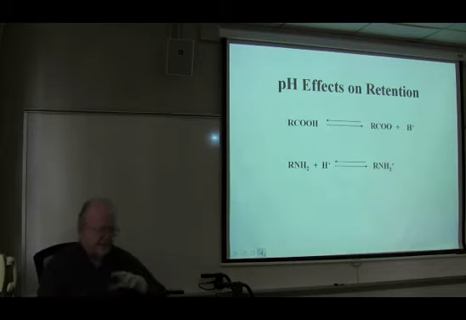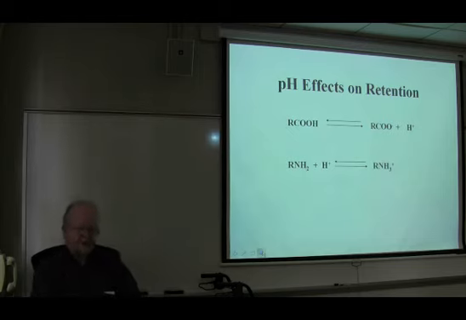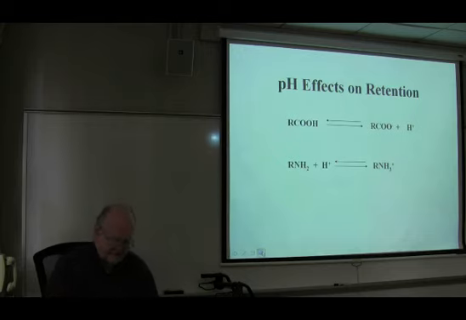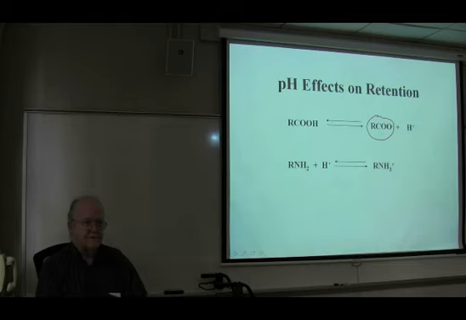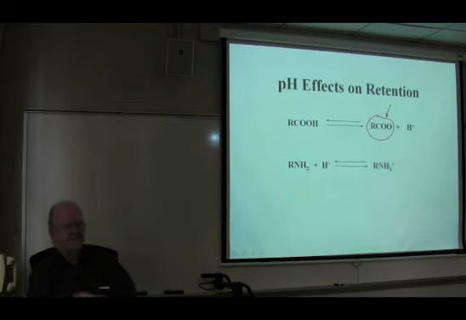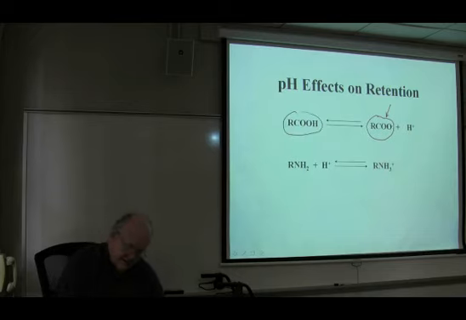So we're going to start by thinking about simple monoprotic acids and simple monobasic bases. And of course, what we have to consider is these equilibria. Now, the fact of life is that ionic compounds are more water soluble than non-ionic compounds. So when the analyte is in the ionized form, the Bronsted base form, it will be less retained than when it's protonated and has no charge.